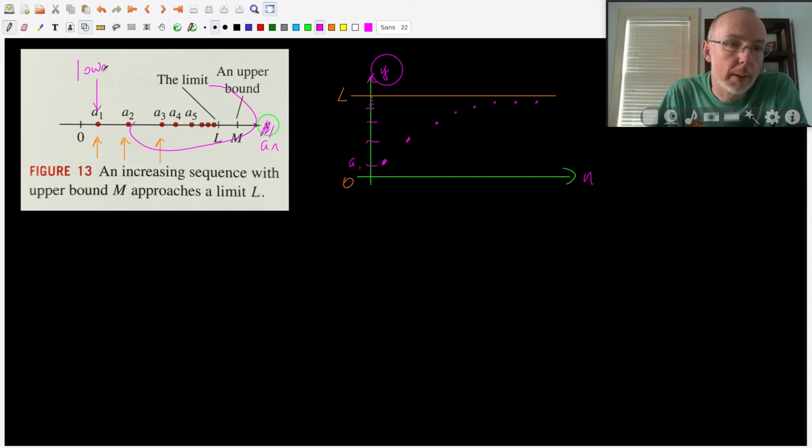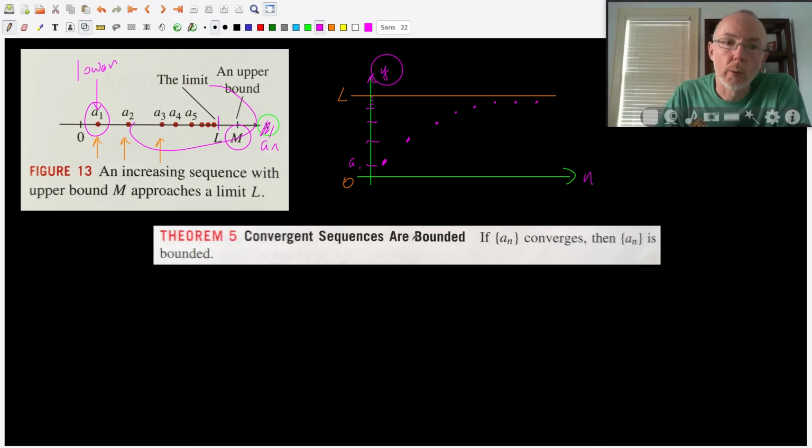So this could be used as a lower bound. The lower bound here is a1 perhaps. And it's approaching this limit L, and it's increasing each time, and so L is an upper bound. But so is big M, right? It's bigger than L, so it's an upper bound too. And so this kind of leads us to the following theorem.